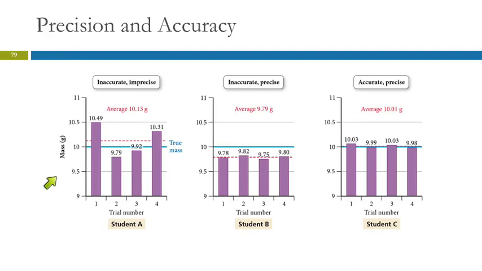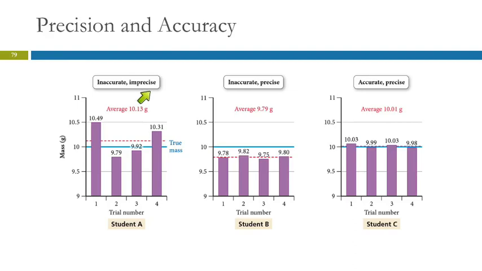So here, student A. The blue line here is the true mass of the block. The red dotted line is the average of the student's results. And then each of these purple bars represents the individual results. We can see there was a lot of variation between those 4 results. They weren't even close to each other.